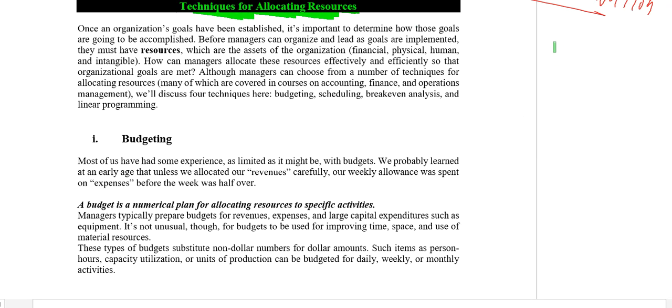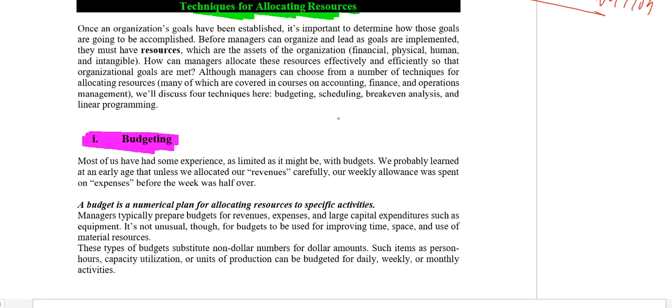Students, in order to allocate resources, we have to take very serious decisions, and these decisions are taken by the management. So the first decision that we have to take, or the first topic of technique, is budgeting.